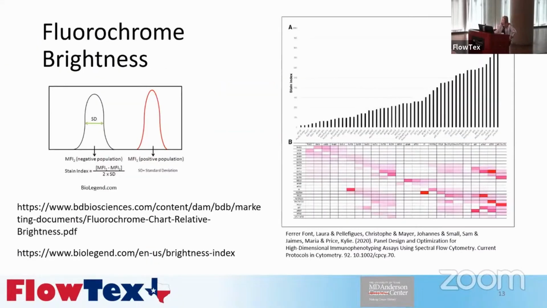So the way that we measure brightness on the cytometer is by looking at stain index. And stain index is basically a measure for how separate the negative peak and the positive peak of a stained sample are. So the stain index is the difference between the MFIs of the two peaks divided by 2 times the standard deviation of the negative peak.